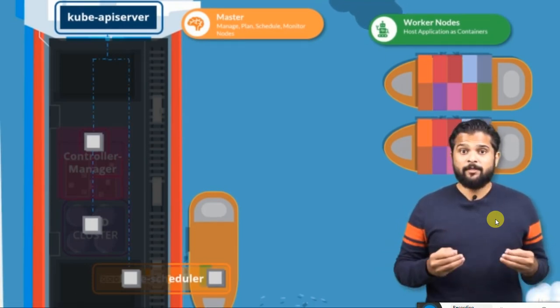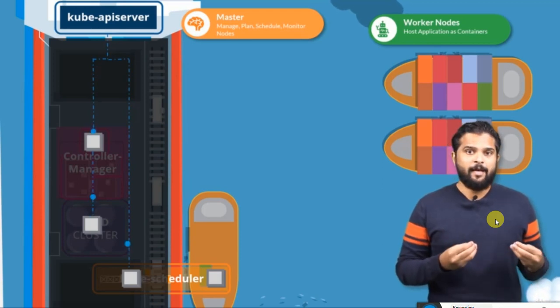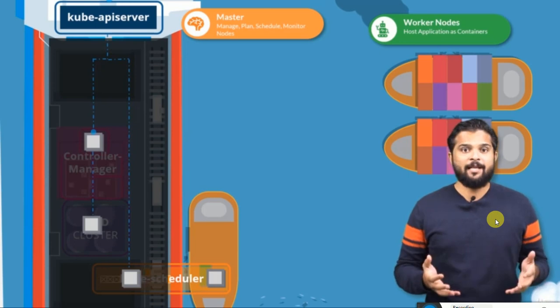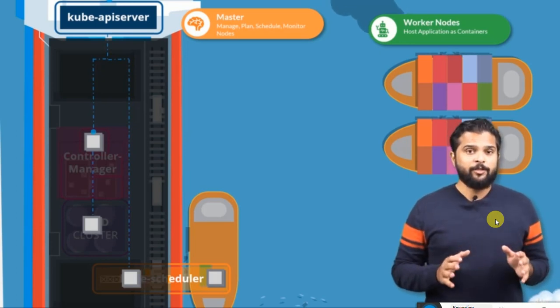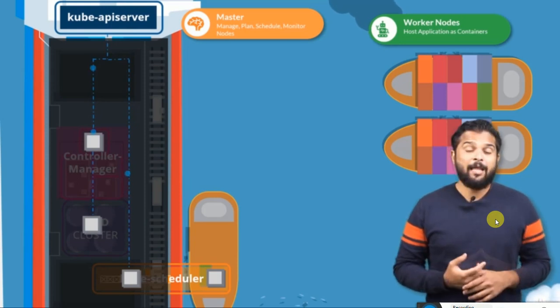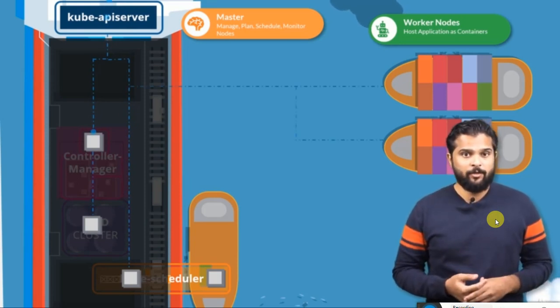It exposes the Kubernetes API, which is used by external users to perform management operations on the cluster, as well as by the various controllers to monitor the state of the cluster and make necessary changes as required, and by the worker nodes to communicate with the server.